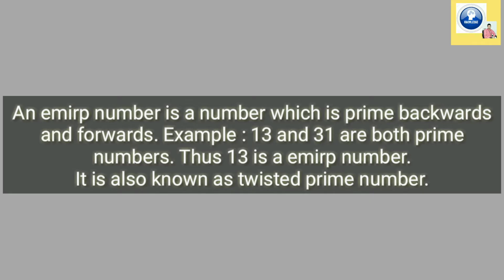So let's understand what is Emirp number. An Emirp number is a number which is a prime backwards and forwards. It means if a number is prime and if you reverse it and still you get a prime number, then that number is known as Emirp number, or it is also called twisted prime number. So we are going to write the code to check this Emirp number. Okay. So let's start the program.